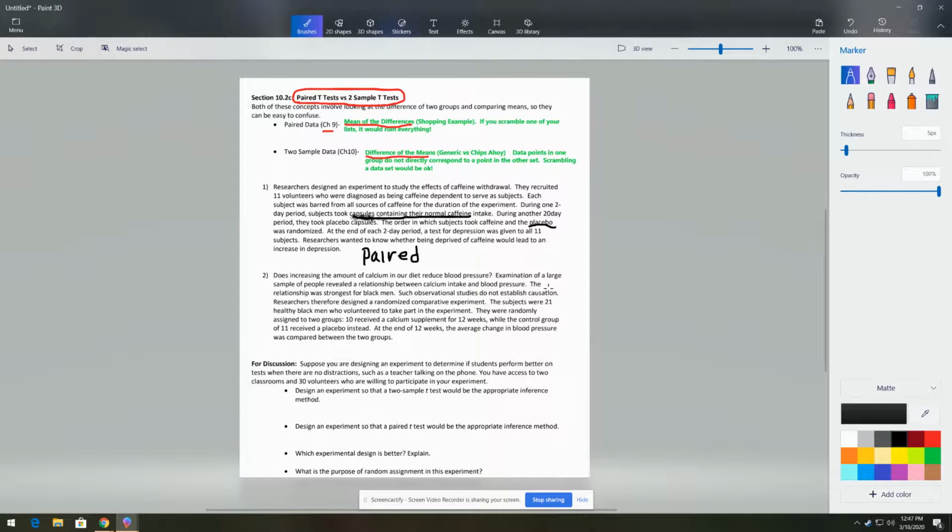On my second example right here, I've got two different groups. This time it's calcium and placebo. I have 10 people who got a calcium supplement, and I have 11 different people who got a placebo instead. And what I'm going to do is compare the two groups. But each person in the calcium group doesn't correspond. It's not the same person with the placebo, or it's not a matching person. These two data sets are, for all intents and purposes, just different groups of people. That would make this a two sample instead of paired data. I can scramble a list and still be okay.